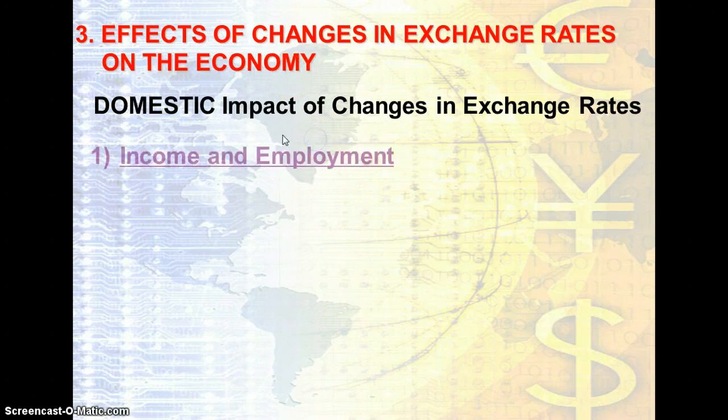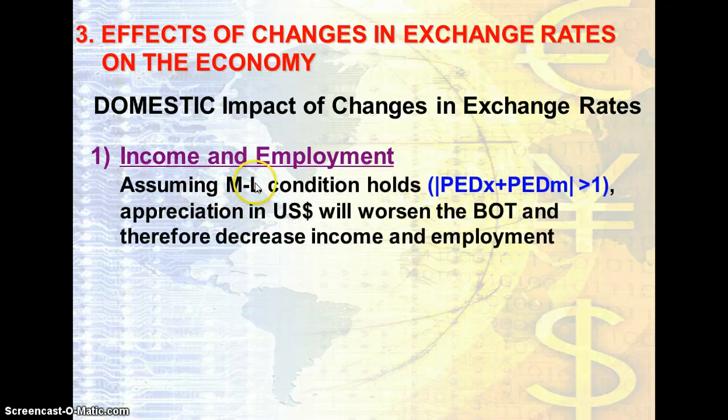Domestic impact refers to the changes or the impact on income and employment given a change in the exchange rate. According to the Marshall-Lerner condition, which refers to the sum of the price elasticity of demand for exports and the price elasticity of demand for imports, so long as the sum of this is more than 1, an appreciation of the US currency, for example, will worsen the balance of trade and therefore decrease income and employment.